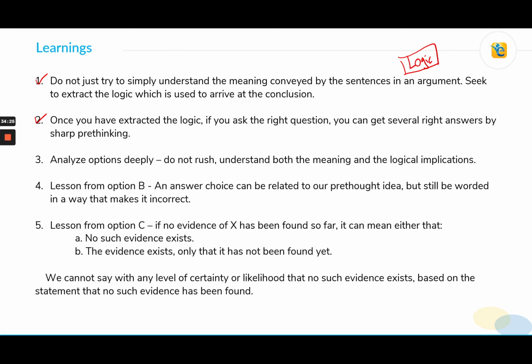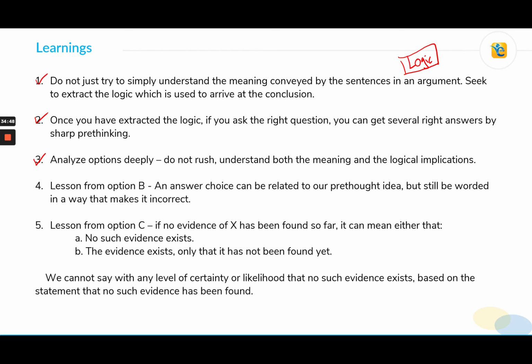Alright? Third, analyze the option choices deeply. Do not rush. Even an option choice like A, you might have rejected it for a very simple reason, but look at the level of depth that is actually there in some of these options. There are logical implications. You need to be very careful in your analysis. And once you practice questions like this, you really get good at doing this under time constraints.